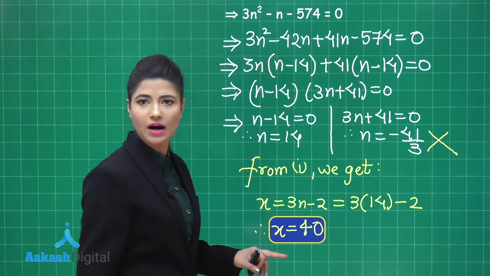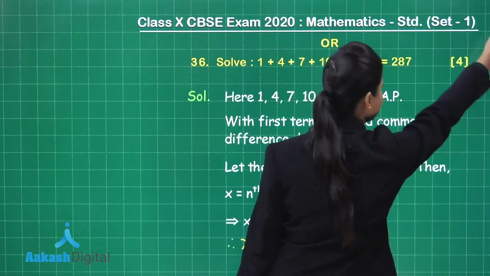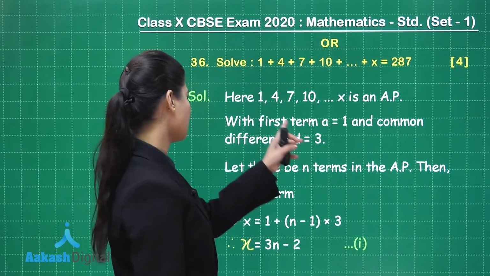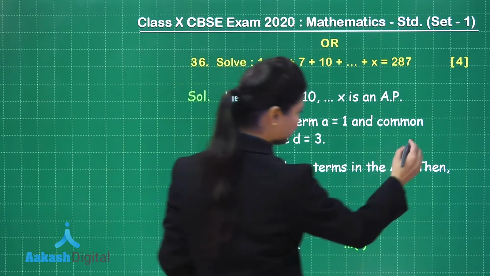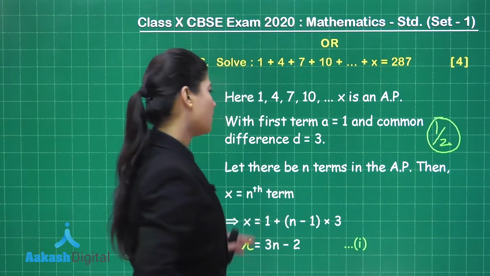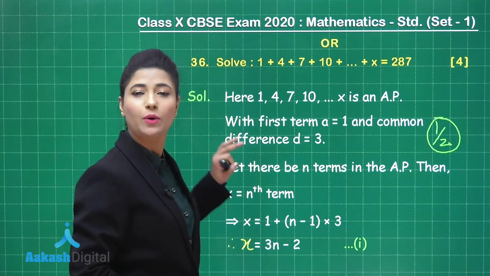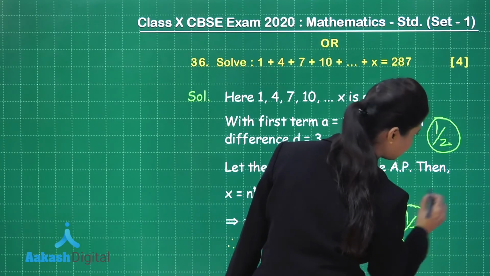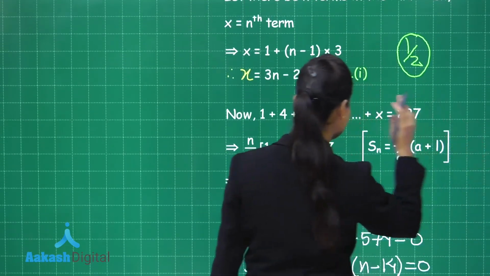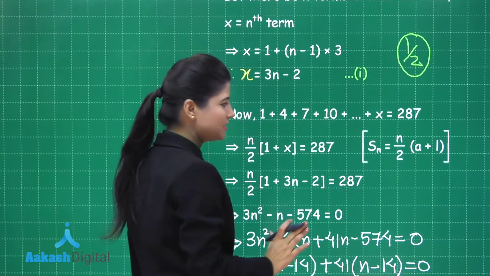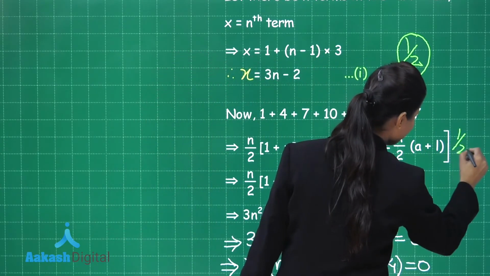And this was a 4-marker question, where in this case, when you have considered this to be an AP and considered first term as a and common difference d as 3, you get half marks till this step. After that, for considering n terms of this AP and obtaining the value of x in terms of n, you are going to get half marks for this step. Then considering the sum of n terms on the left hand side and substituting here the formula of sum of n terms of an AP, you get half mark.